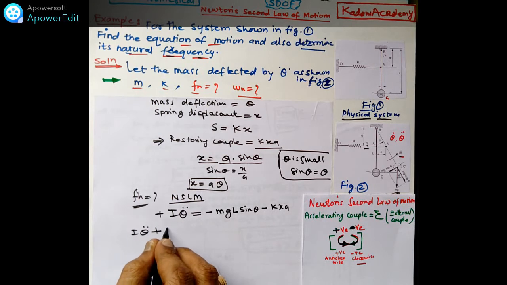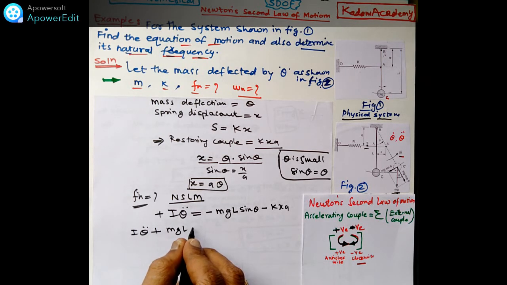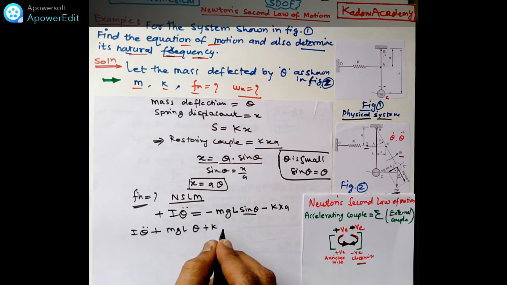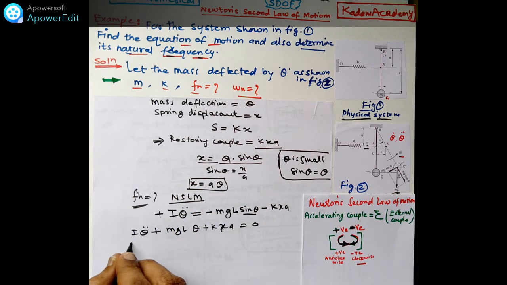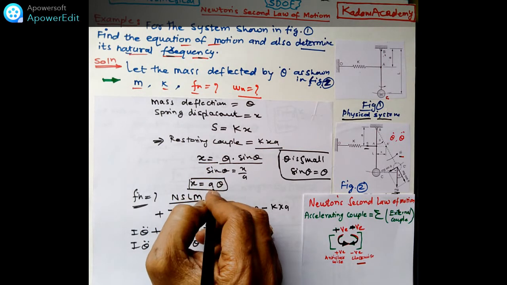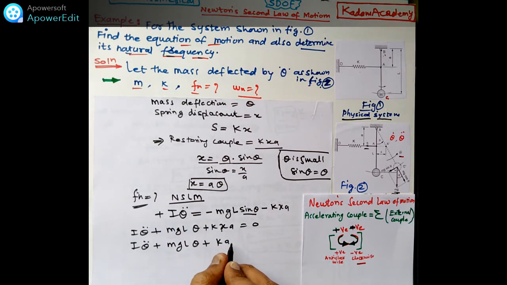Take it on this side. This mgL sin theta becomes theta, minus, again it will come to this side, k x is equal to 0. But we know this x becomes a theta. So I theta double dot plus mgL theta plus k x, where x is equal to a theta, so k a theta into a, is equal to 0.